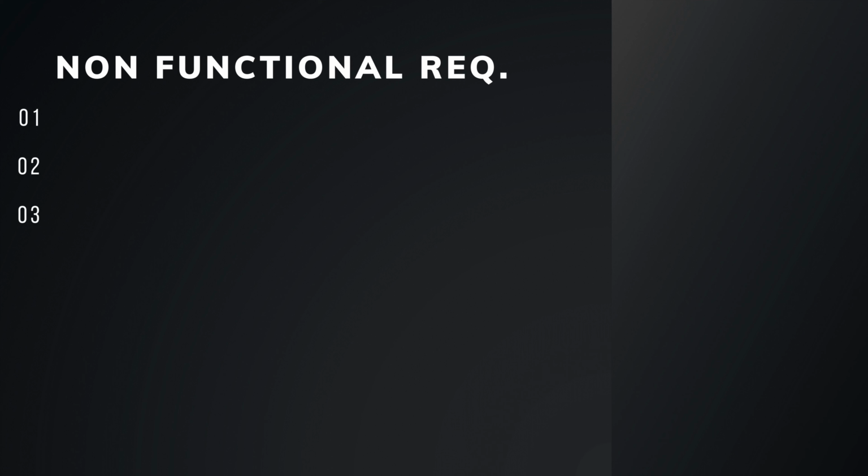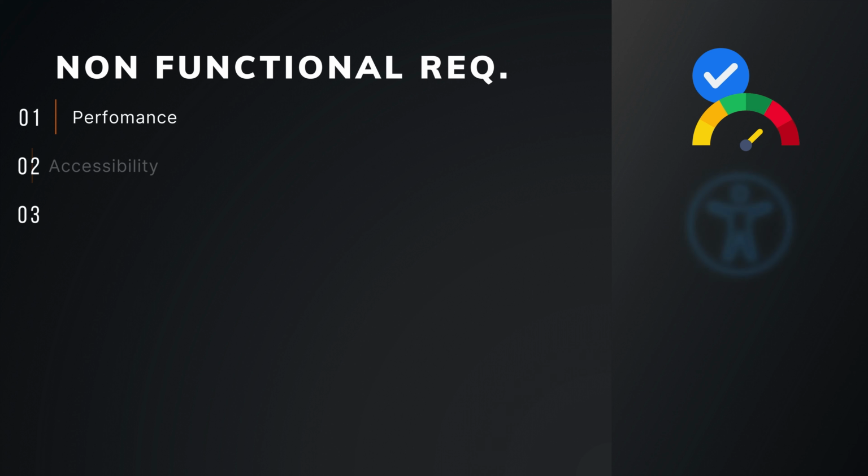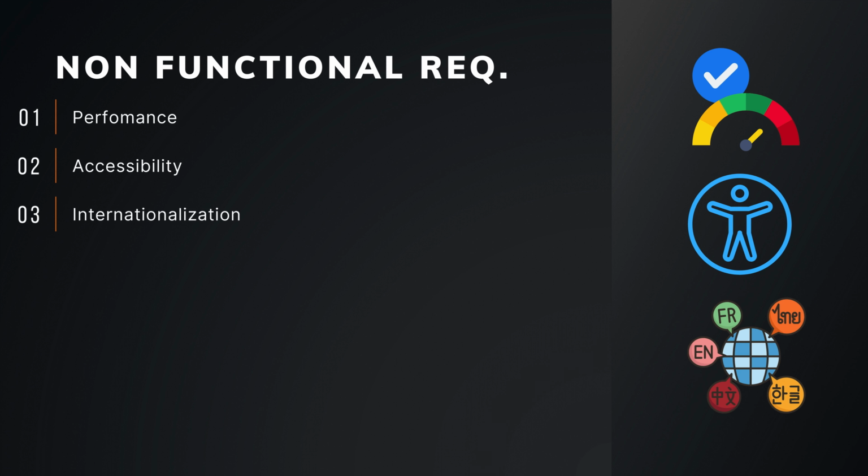Now let's move on to the non-functional requirements. The first requirement is performance. We will ensure our application has fast loading times and responsiveness, providing a seamless user experience. Also, our system will be designed to be usable by everyone, including those with disabilities. And will support multiple language and region content, making our application accessible to users worldwide.